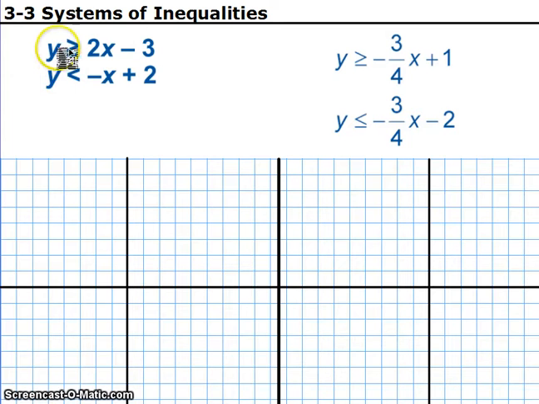Okay, so we want them to be in y equals form. These already are. If they're not in y equals form, we've done enough examples of that, so you know what to do. All right, so we plot our y-intercept. So we've got -3, and then we do our rise over run. So it's up 2 over 1. Do that a couple times. Okay, and then make sure you're looking at the inequality to tell you if it's a dotted line or a solid line. So equal to means it's a solid line through there.